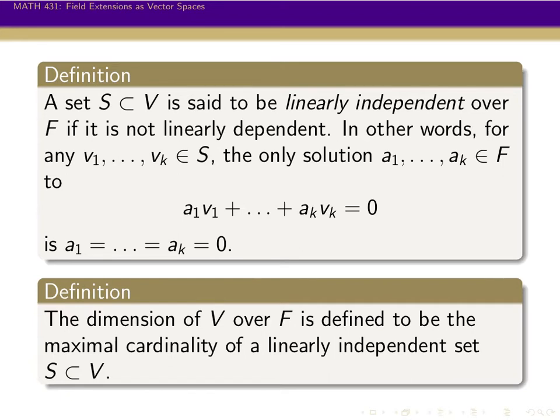We're mostly going to be concerned with finite dimensional vector spaces. And so that means that there is some largest size that a linearly independent set can be, where if you try to add in one more element, then all of a sudden it's too big and you get a linearly dependent set.